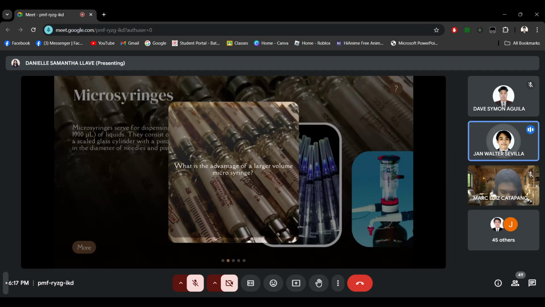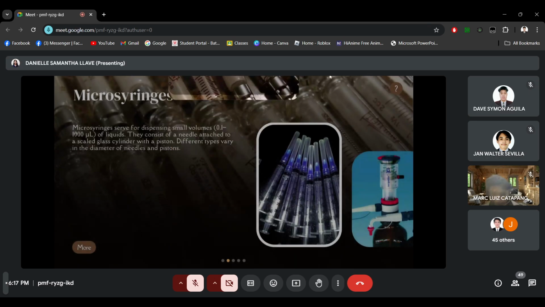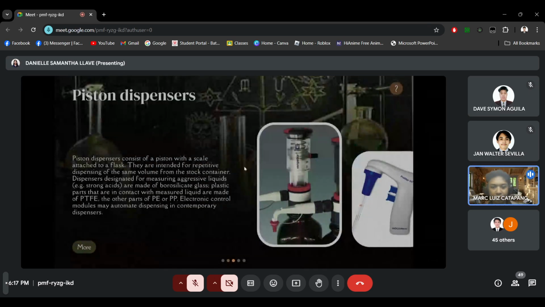I think the advantage of a larger volume microsyringe is that it is useful para sa application kung saan maraming injection ang kinakailangan. Thank you very much.